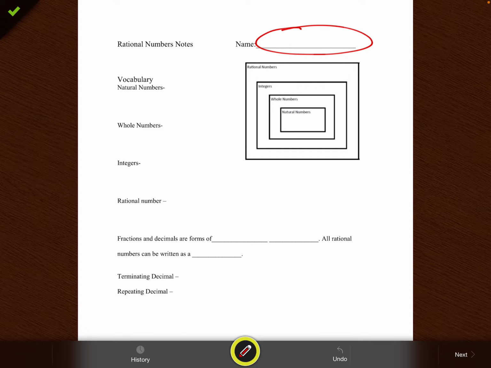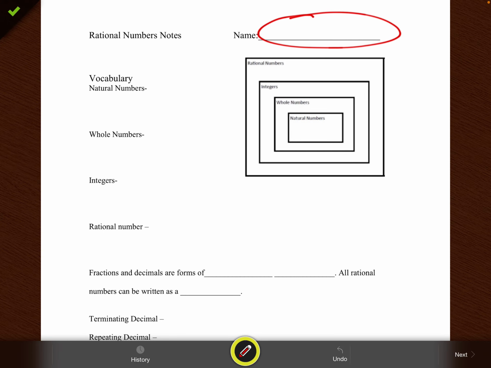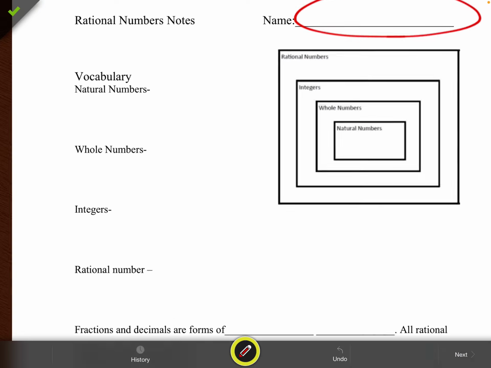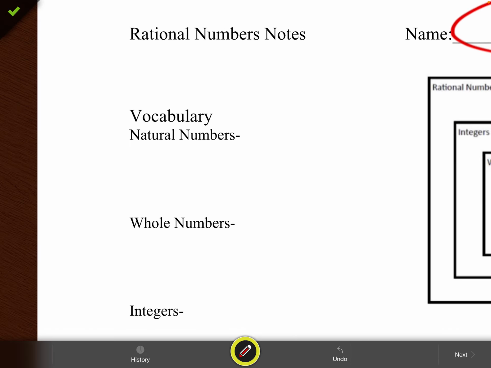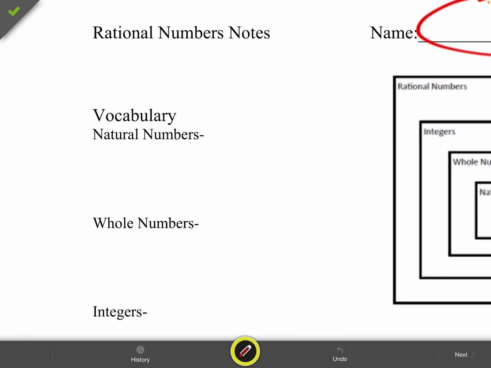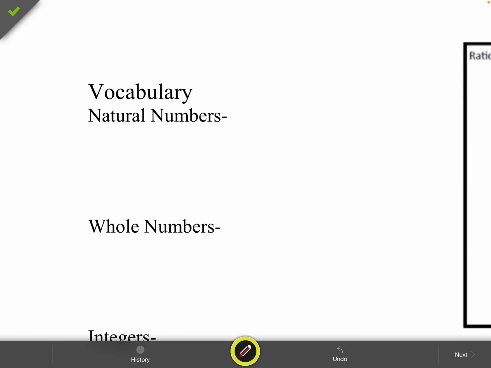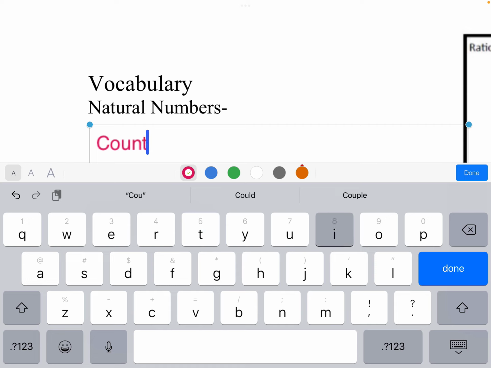We're going to start off with our vocabulary. Please make sure you're filling this in as we go. There's just a lot of vocab with this section. If we do a good job with this, we'll be really prepared for our practice tomorrow. Our natural numbers is our first classification of rational numbers. Our natural numbers are our counting numbers. So I'm going to type in here counting numbers.